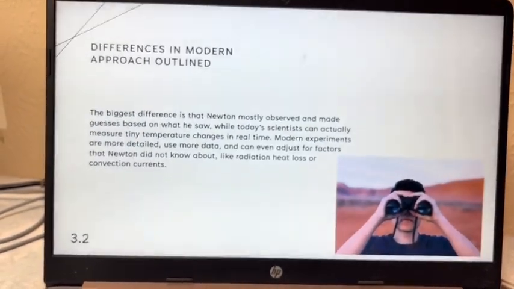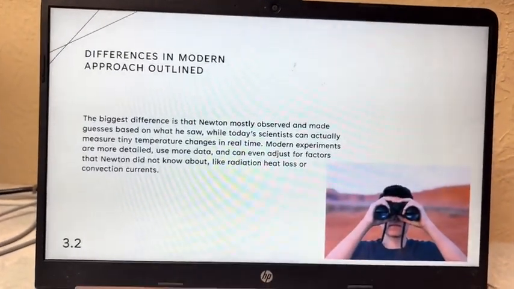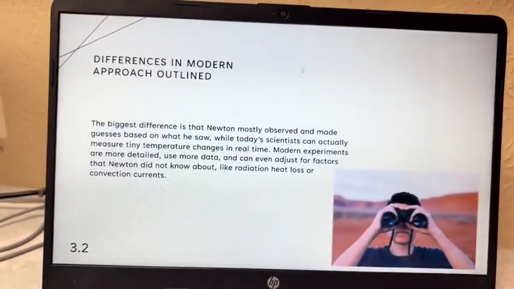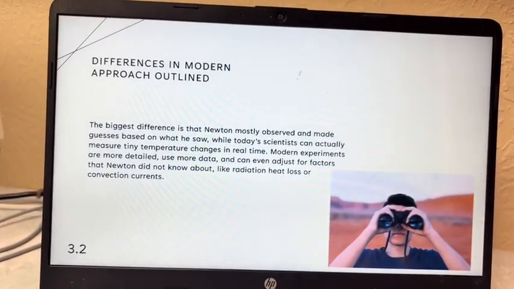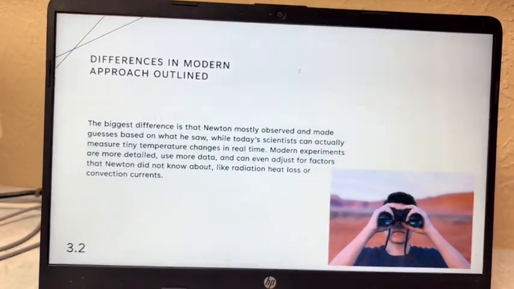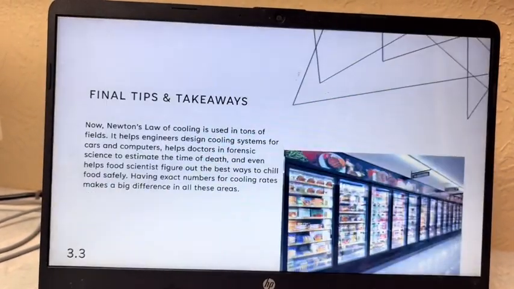Difference in modern approach outlined. The biggest difference is that Newton mostly observed and made guesses based on what he saw, while today's scientists can actually measure tiny temperature changes in real time. Modern experiments are more detailed, use more data, and can even adjust for factors that Newton did not know about, like radiation, heat loss, or convection currents.